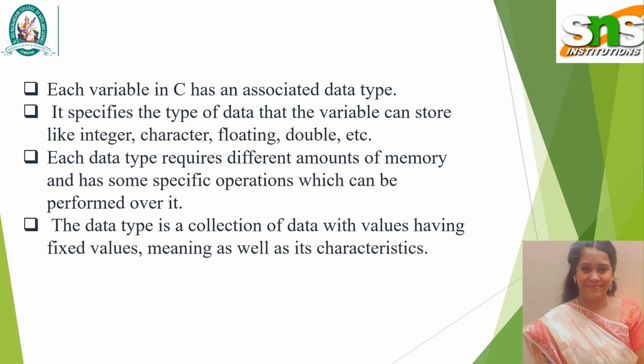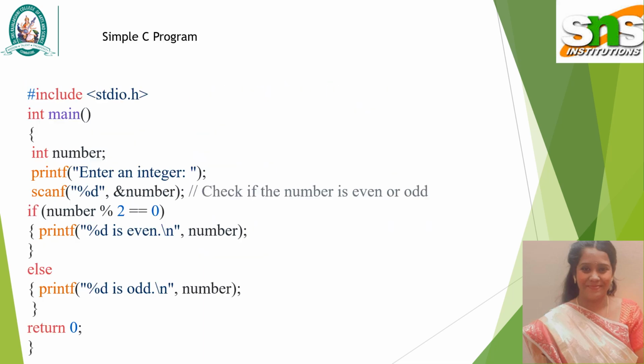A data type is also called a collection of data with values having meanings as well as the characteristics of the data. For example, if I am storing a value like 53, it will be stored in a data type called integer. If I store a value like 6.2, it will be stored in a data type called float. So depending upon the characteristics of the data, the data type differs.